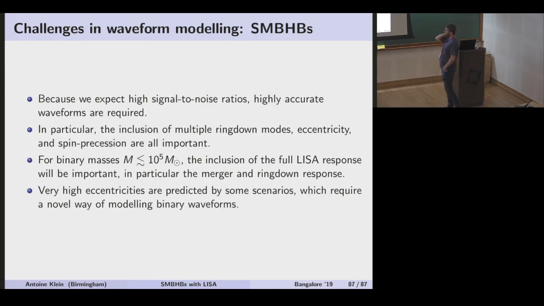Supermassive black hole binaries, finally. We expect very high signal-to-noise ratios, up to several thousand, so we need very, very accurate waveforms. We need multiple ring-down modes. We need spin precession. We need eccentricity. And we need all that together. And that's a real challenge.